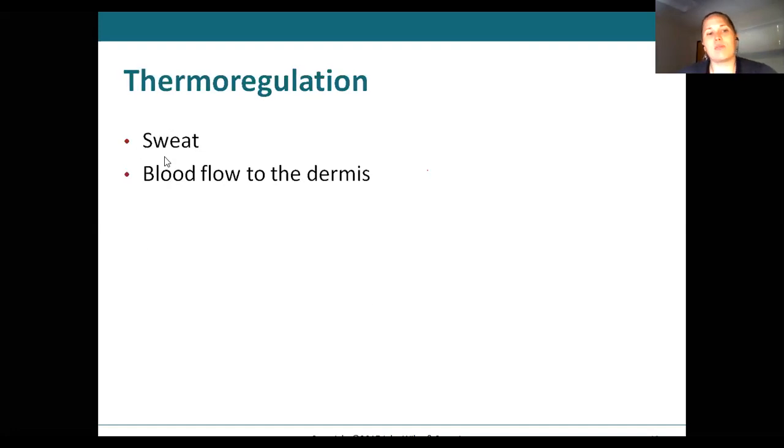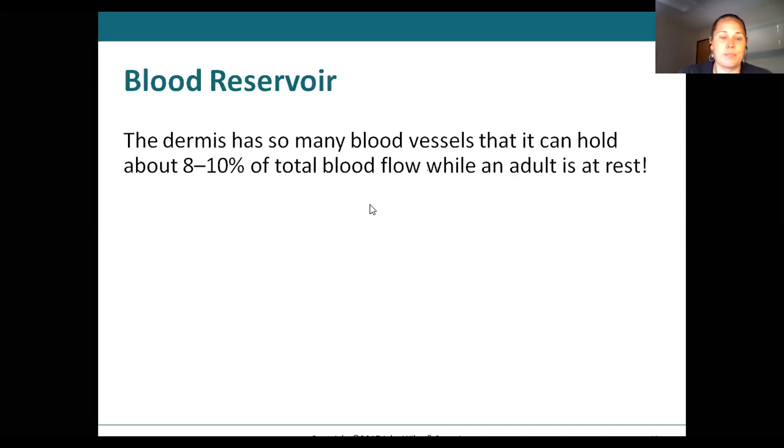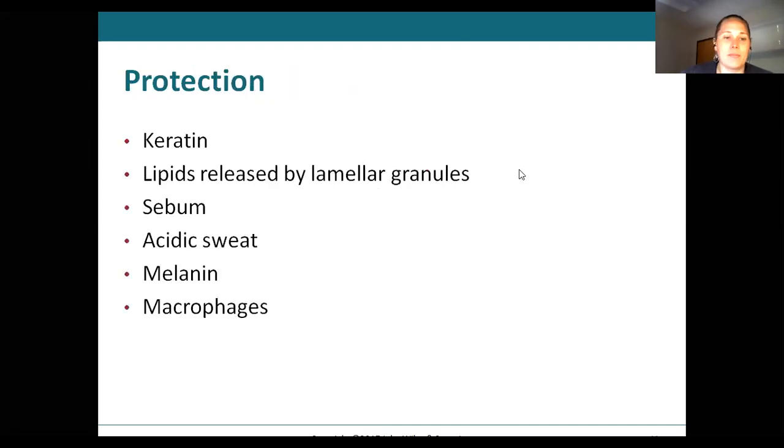So thermoregulation, like I said before, involves production of things like sweat that are evaporated from the surface of the skin to cool it, and blood flow to the dermis, if we're cold, can actually increase our surface body temperature. The skin has so many blood vessels, about 8 to 10% of our total blood flow is located there while an adult is at rest. So it is holding a lot of our blood.